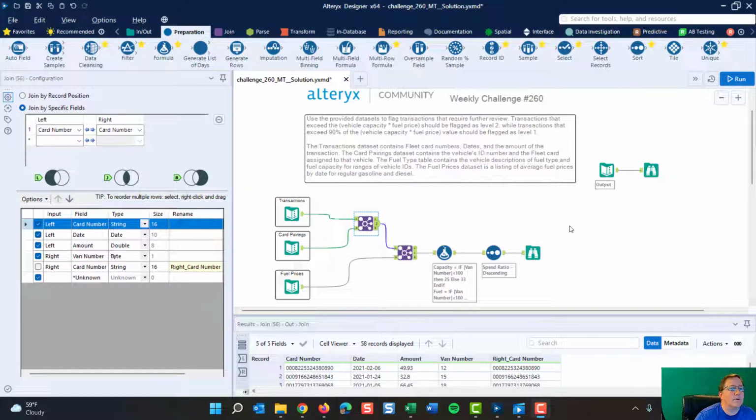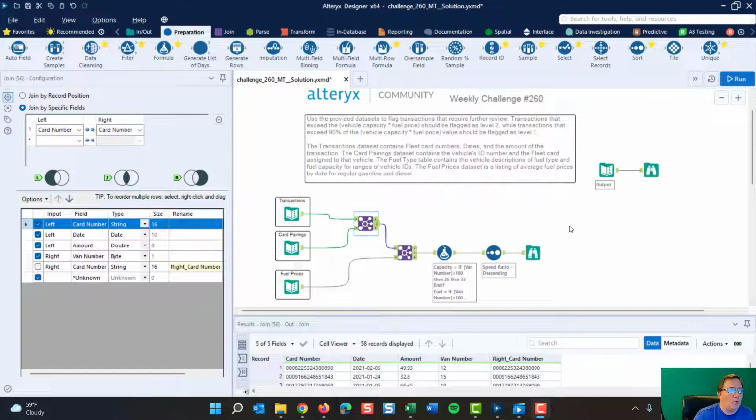Welcome back. Today's session is weekly challenge number 260, and in it we are given a bunch of pieces of information about trucks and their size, the gas fill-ups, the cards they used, and the prices on different days. What we want to identify ultimately are transactions that need to get flagged.